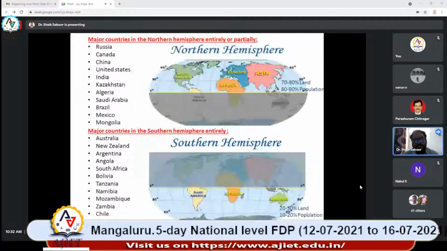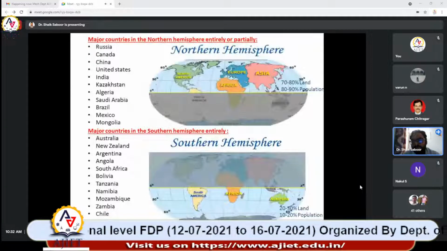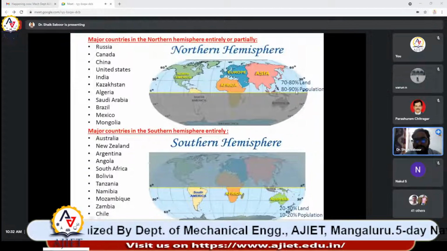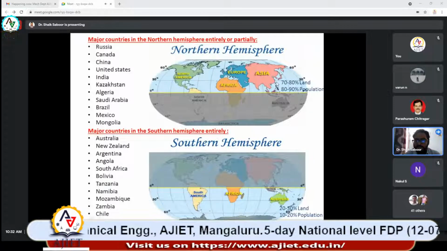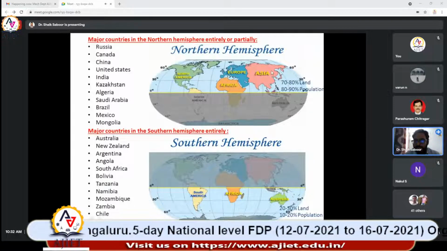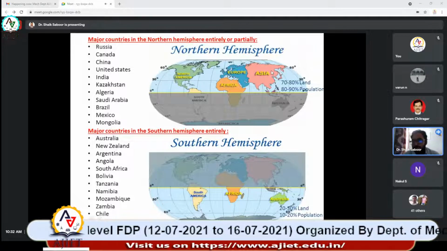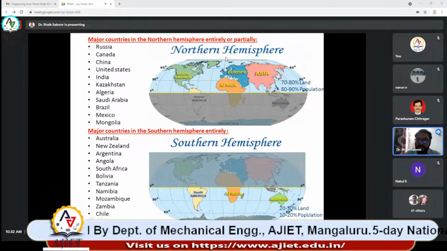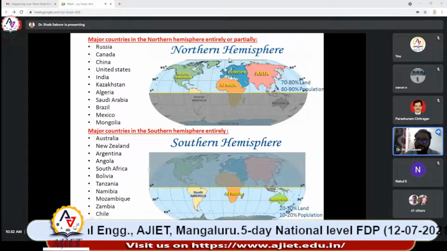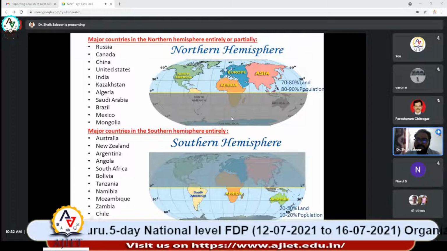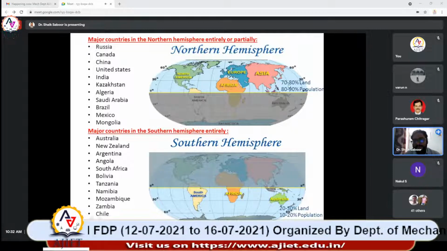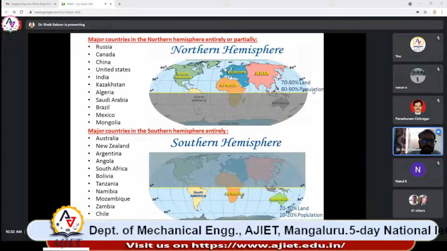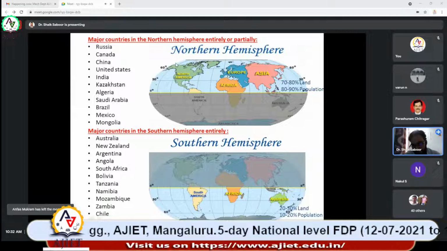We are concerned with the northern hemisphere. The reason is that the northern hemisphere has 70 to 80% of the land, and almost 80 to 90% of the population lives there. There is only 20 to 30% water in the northern hemisphere. It is obvious that wherever we human beings live, we spoil more. So the global warming effect is greater at the Arctic Circle than at the Antarctic Circle. Most of the major countries are in the northern hemisphere as well.